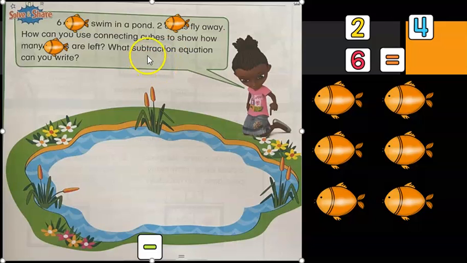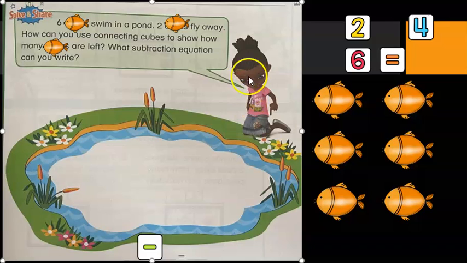Now, first graders, subtraction equation. Say it with me. Subtraction equation. One more time. Subtraction equation. Okay? This is a subtraction sign. Look right here. That's what you call a subtraction sign. Subtraction means you're going to take away. Before we were adding. Now we're going to learn how to take away. We're going to learn how to subtract.